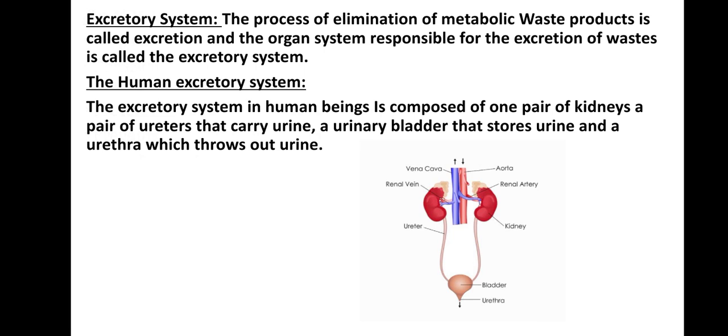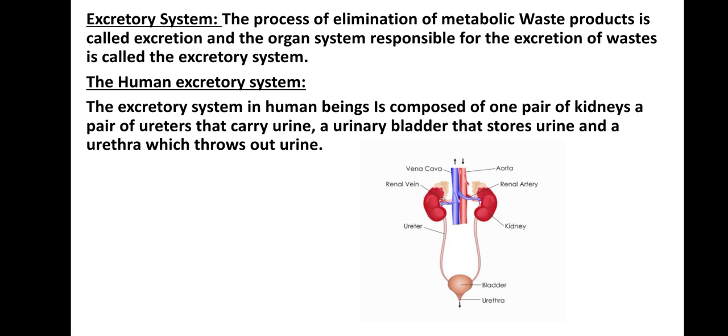Excretory system. The process of elimination of metabolic waste products is called excretion. And the organ system responsible for the excretion of waste is called excretory system. Let us discuss the human excretory system. The excretory system in human being is composed of one pair of kidneys, a pair of ureters, and a urinary bladder that stores urine, and a urethra which throws out urine.